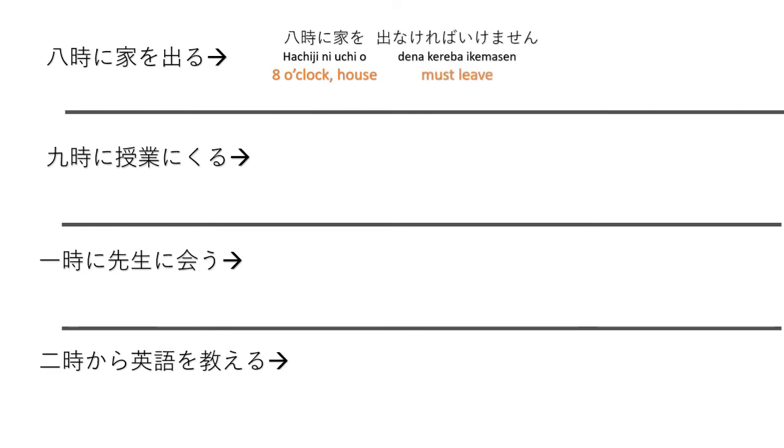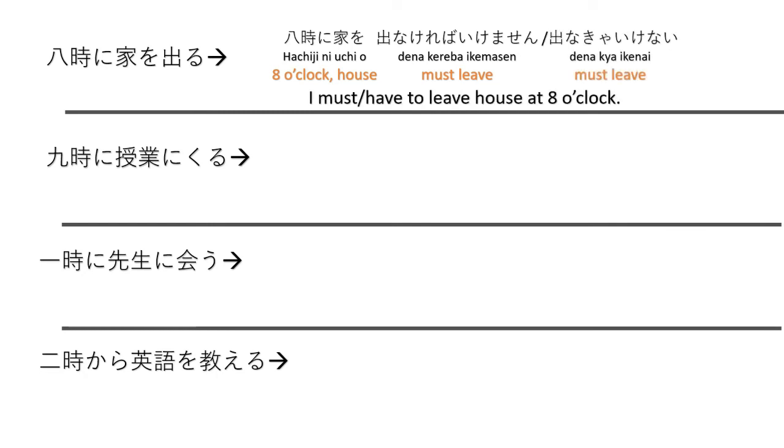The first one is 8時に家を出る. To leave home at 8 o'clock. So how do we say that? nakyaikemasen. We say 8時に家を出なければいけません or 出なきゃいけない. I must or I have to leave house at 8 o'clock. So 出る, its negative form is 出ない. So we drop the hiragana i.